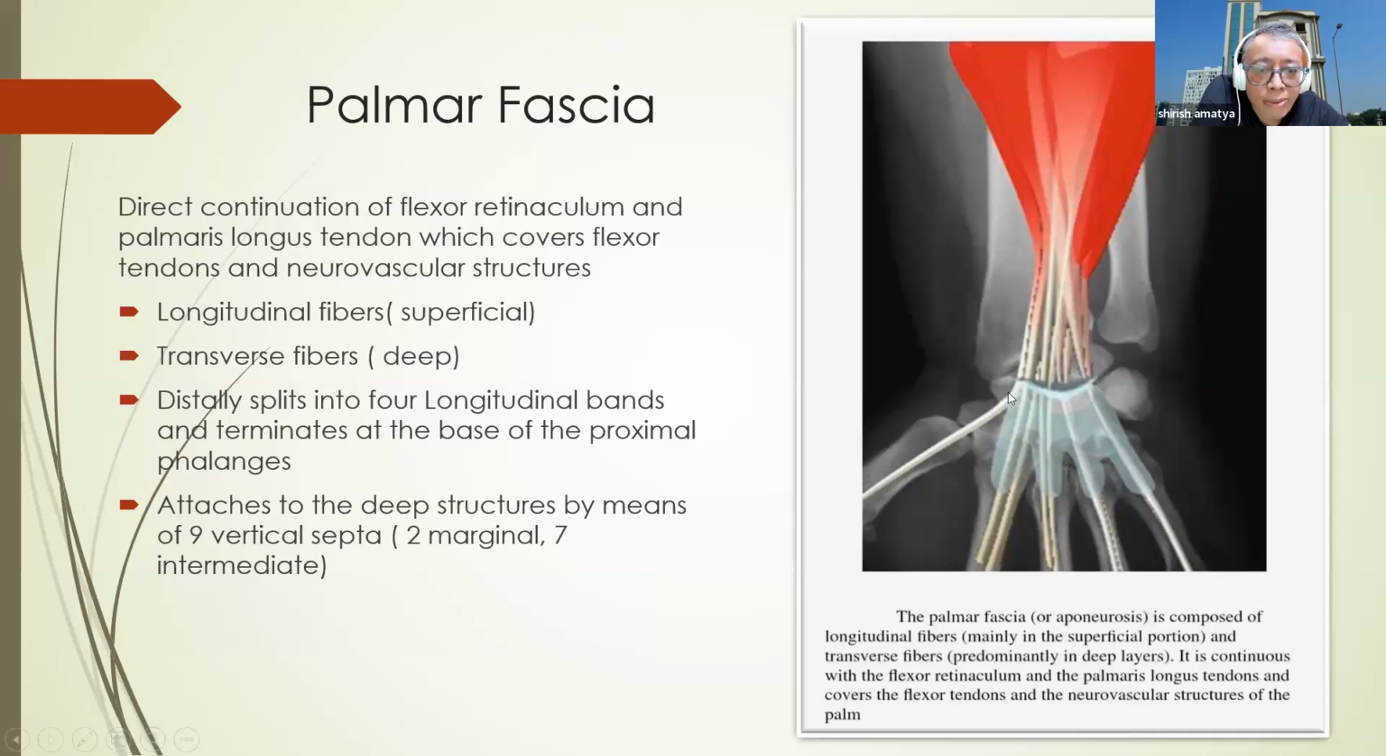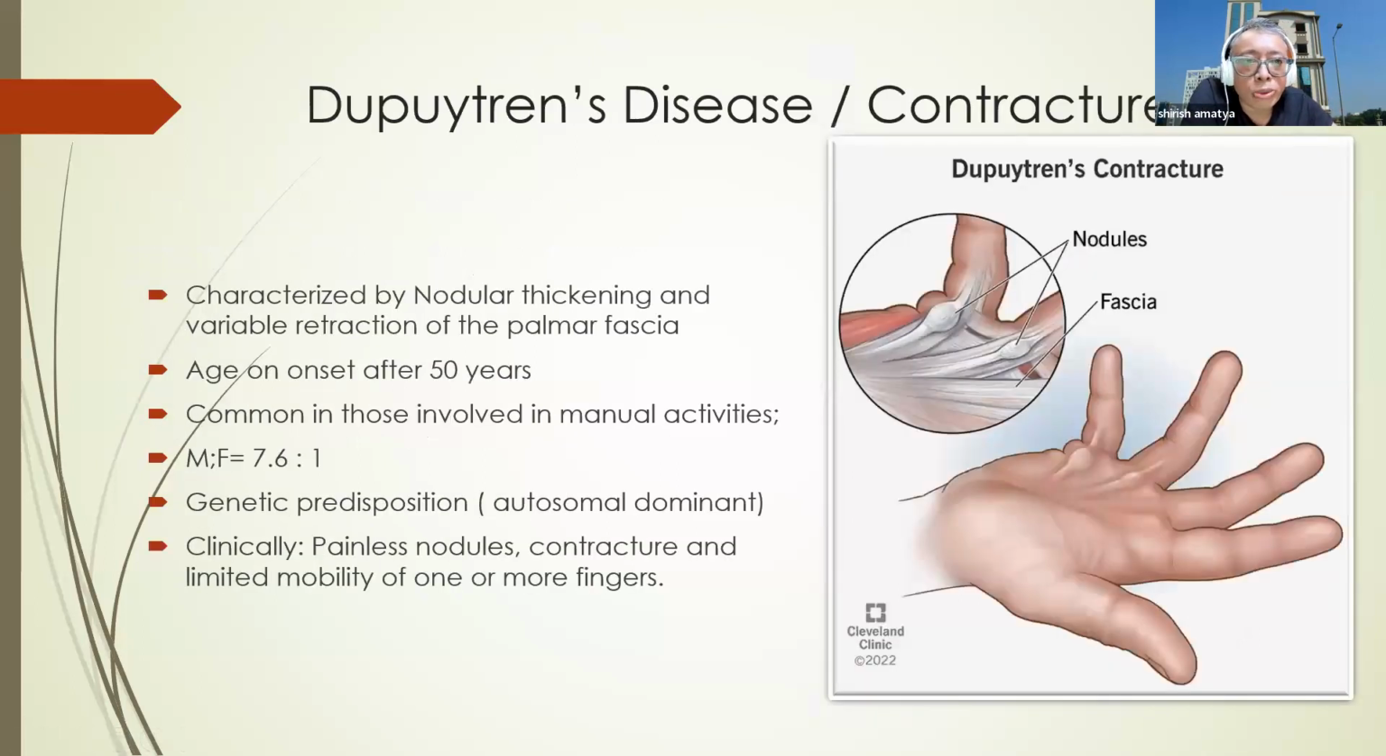This palmar fascia, which is a thick fascia, is connected to the deeper structures by means of 9 various fibrous septa. There are 2 marginal septa, and in between these 2 marginal septa, there are another 7 intermediate septa which connect the palmar fascia to the deeper structures. One of the most commonly encountered problems in the palmar fascia is Dupuytren disease or Dupuytren contracture, and it is basically characterized by nodular thickening and variable degrees of retraction of the palmar fascia.